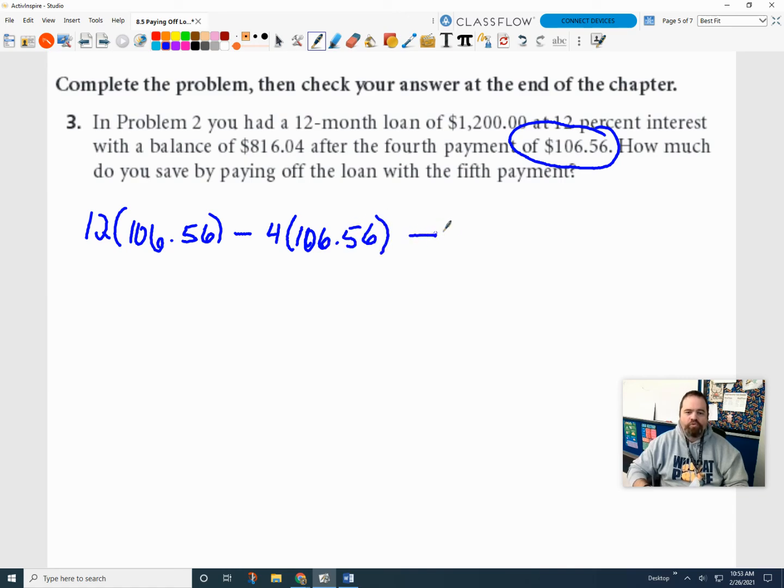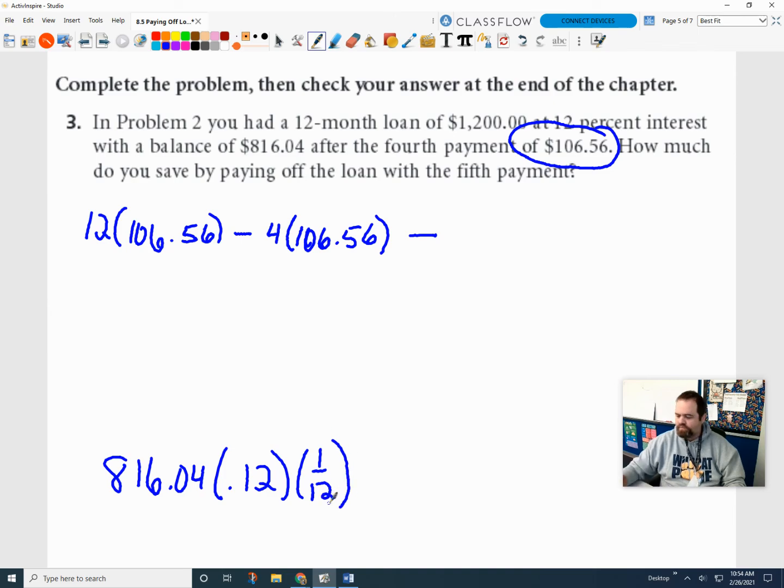And now I'm going to subtract off this last part here. I'm going to have to calculate my final payment. So my final payment, the balance was $816.04. Probably should have done this beforehand. They had a 12% loan, and it is 1 month's interest. So the interest on that last month is $8.16.